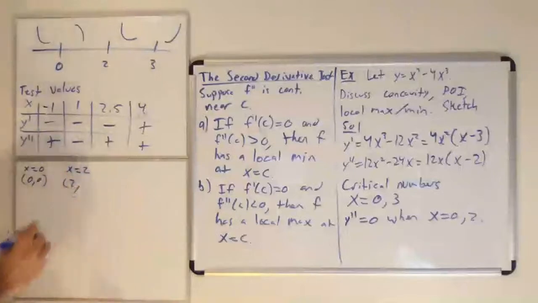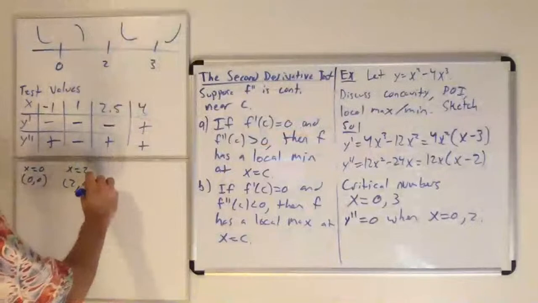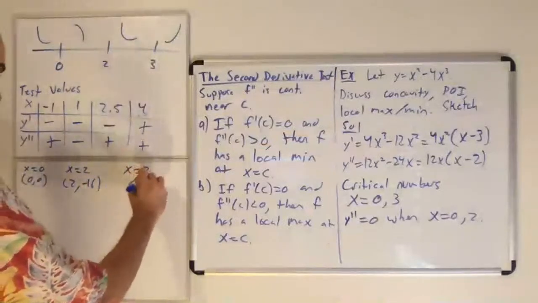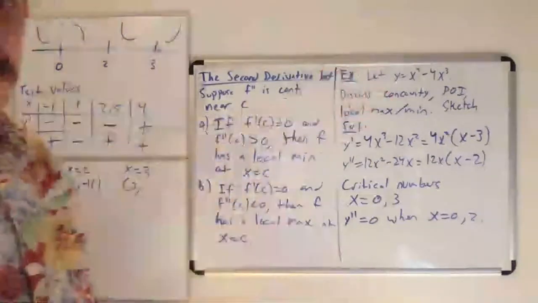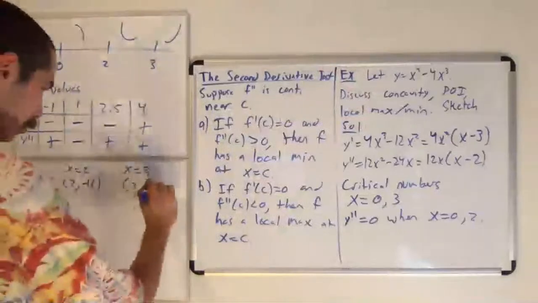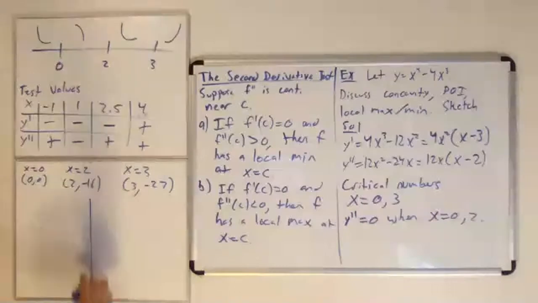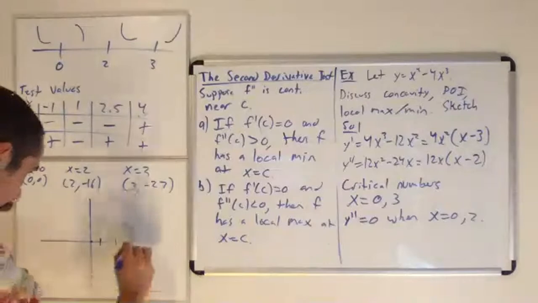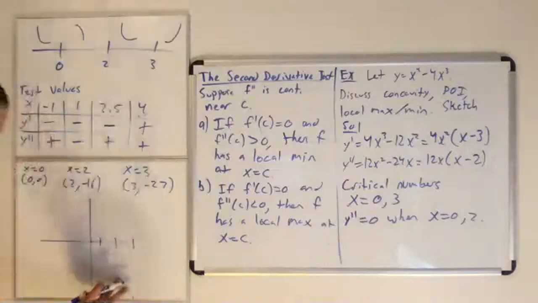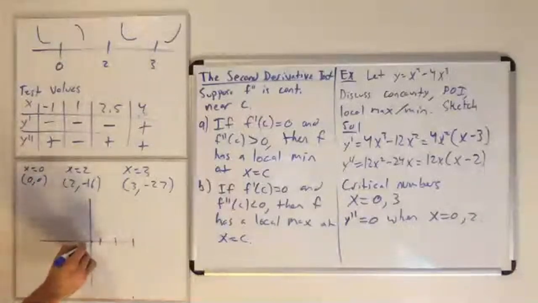We have the point 2, comma, 16 minus 32 is -16. And x equals 3, we get 3, 81 minus 4 times 27 is -27. Okay, so it's not drawn to scale, but it gets the general point across.